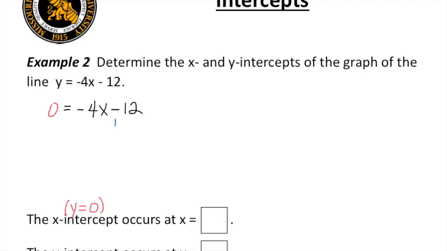And we do this by adding 12 to both sides, resulting in 12 equals negative 4x, and then dividing both sides by negative 4, resulting in x equals negative 3. So the x-intercept occurs where y equals 0 and x equals negative 3.